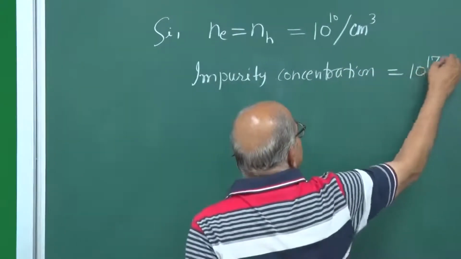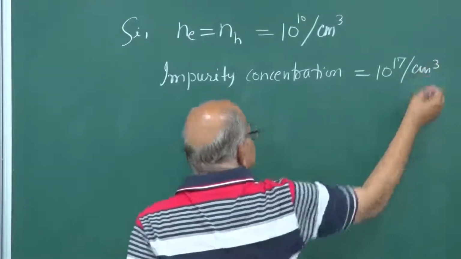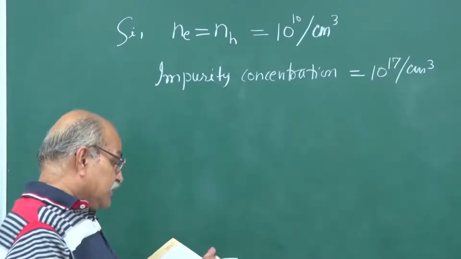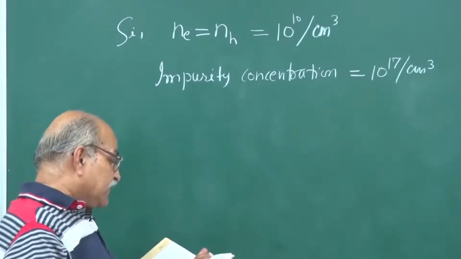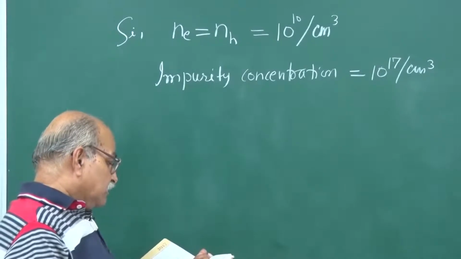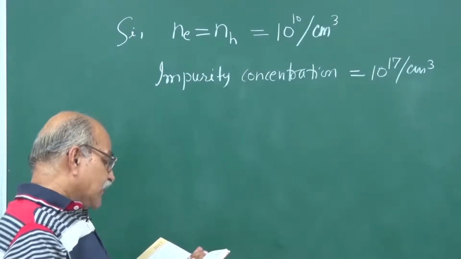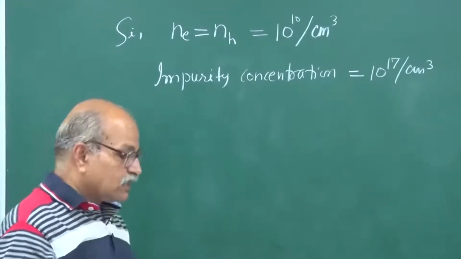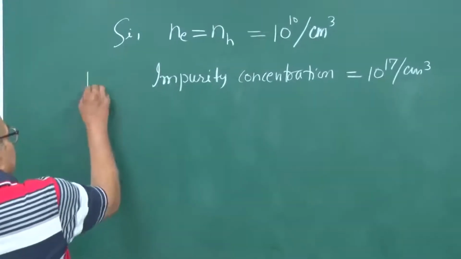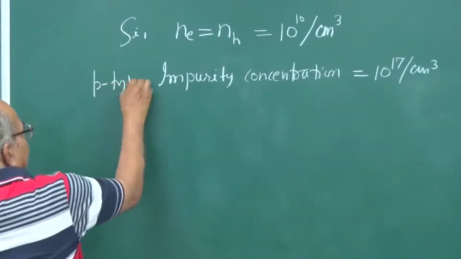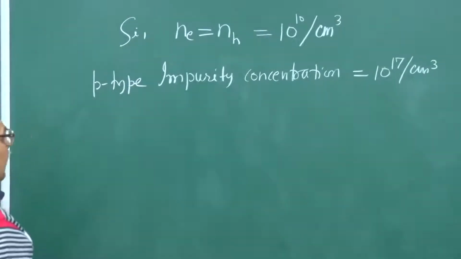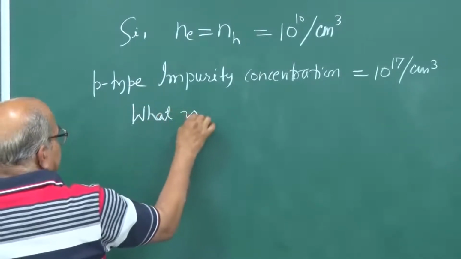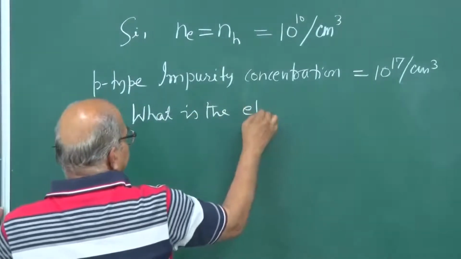Ten power 17 per centimeter cube. Okay, p-type. This is p-type. A p-type semiconductor is made by this dopant, with the dopant concentration given, and the question is what will be the electron concentration. So this is the p-type or acceptor impurity which we are doping, and the question is what is the electron concentration.